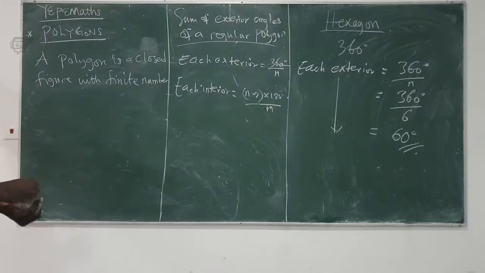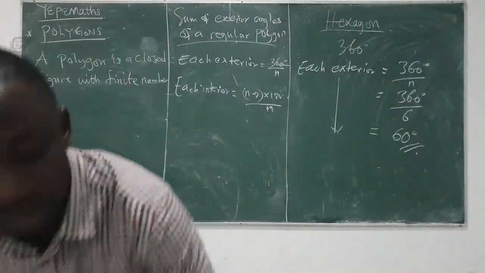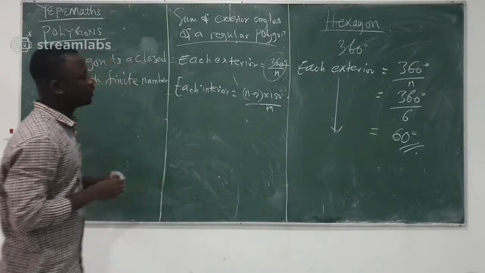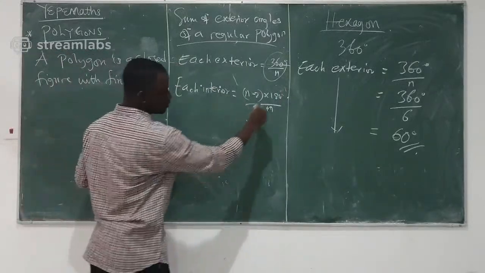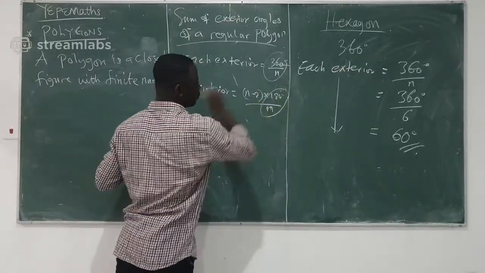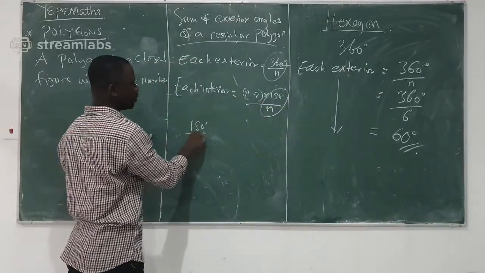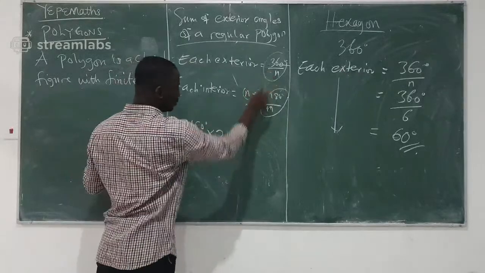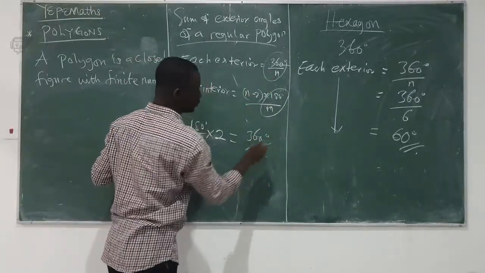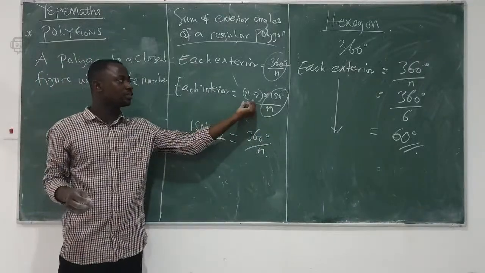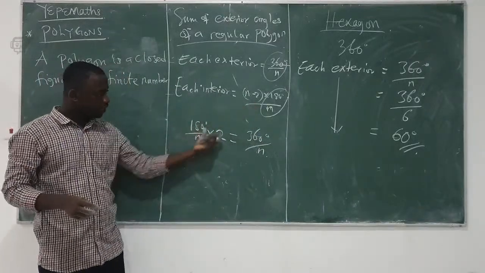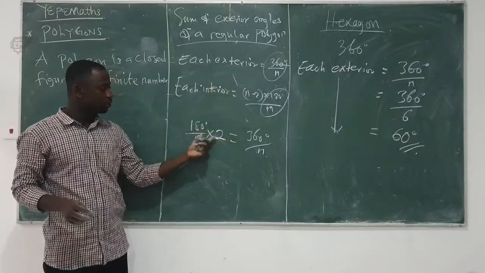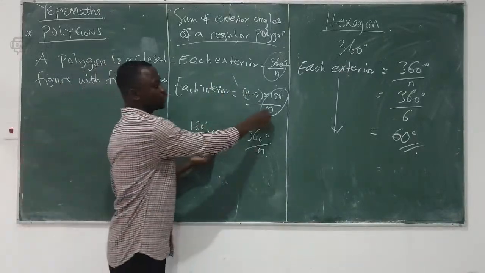So what can we say about these two formulas? We have this for each exterior, and this for each interior. The idea is that when we take this factor, 180 degrees divided by n, and multiply by 2, it gives us this one. So let's say that this is a constant. Twice this one will give us what each exterior is, because you're going to get that divided by n. So let's continue this part.